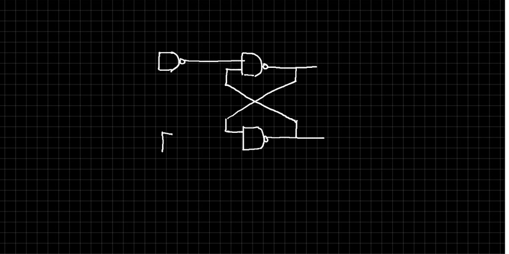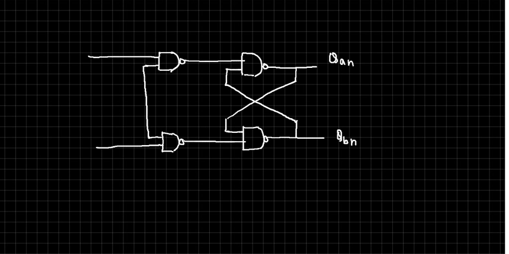Draw it by your own. QAN, QBN, enable. Why was this enable pin there? Yeah, so as to control that whenever we wish to feed the data in, then only it should take the data inside. Otherwise it should retain the state, right?